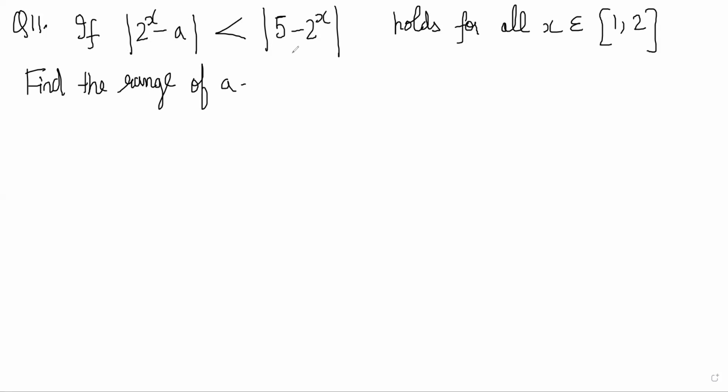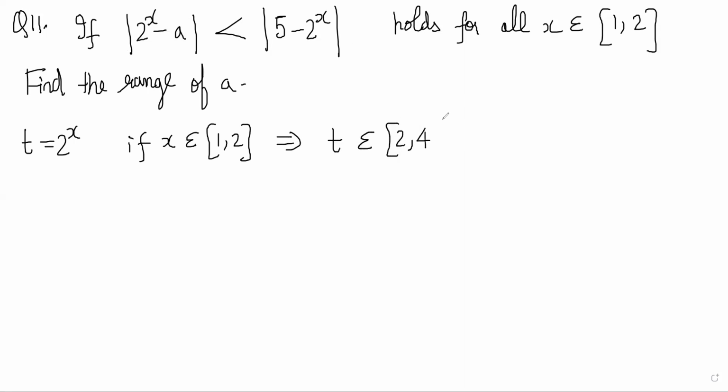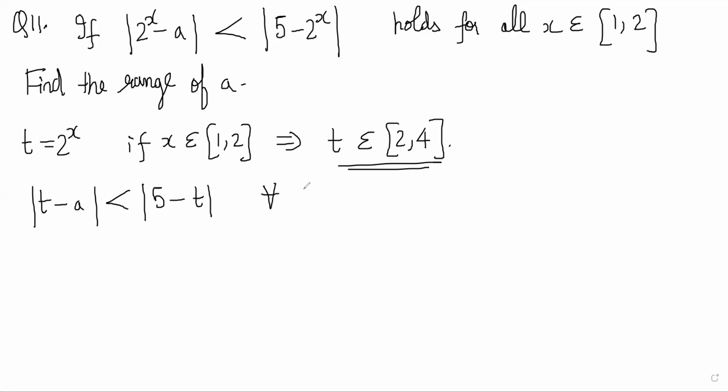So first of all, both sides have 2 power x involved. So let's call t is equal to 2 power x. And if x belongs to 1 to 2, it implies that t will belong to 2 to 4, right? t belongs to 2 to 4. And the inequality starts becoming like this: mod of t minus a is less than 5 minus t, right? For all t belongs to 2 to 4, right? Okay.